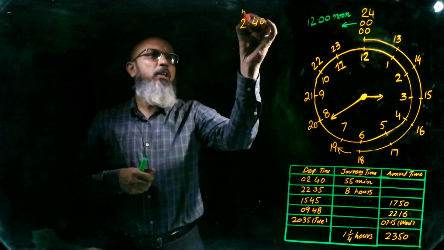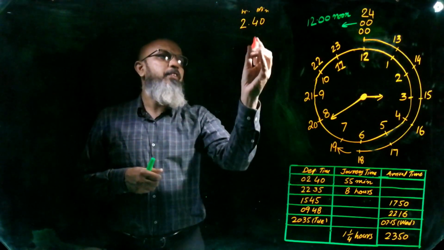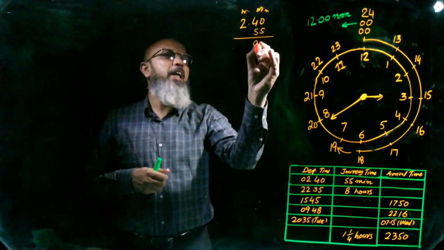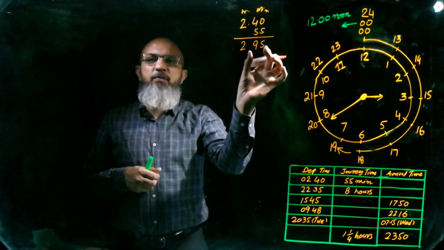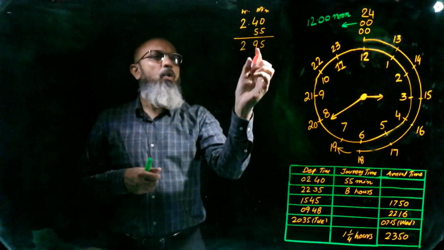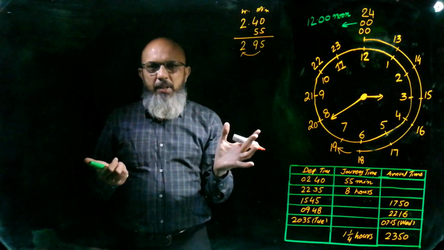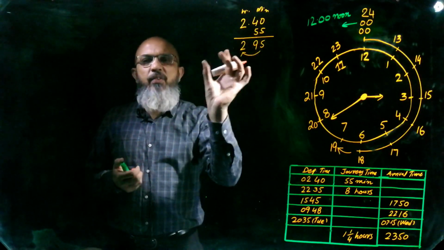2:40, that is your hours, and that is your minutes. So you have to add 55 minutes. When I add 55 minutes, you will get 2 hours and 95 minutes, right? So now here we have the trick. There is no 95 minutes. So we have to take 1 hour carry from 95 minutes.